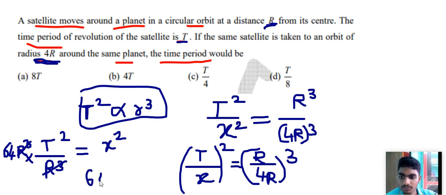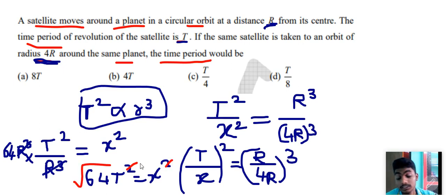Now 64 times t square is equal to x square. Taking square root on both sides, this root and this square get cancelled. The cubic side is 64, and its square root means 8, since 8 eights are 64. So 8 times t is going to be equal to x, that is option A, the correct answer for this question. Thank you.